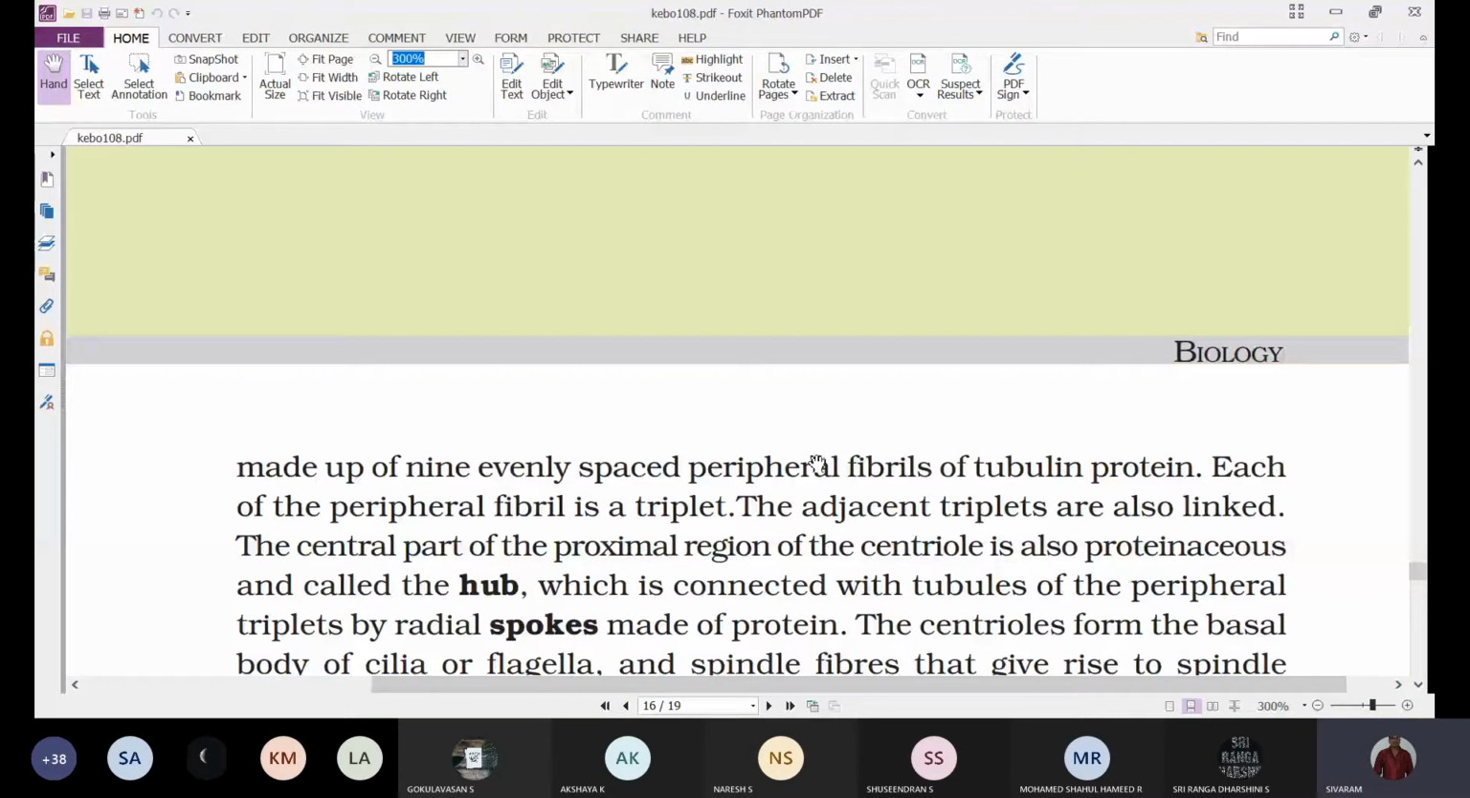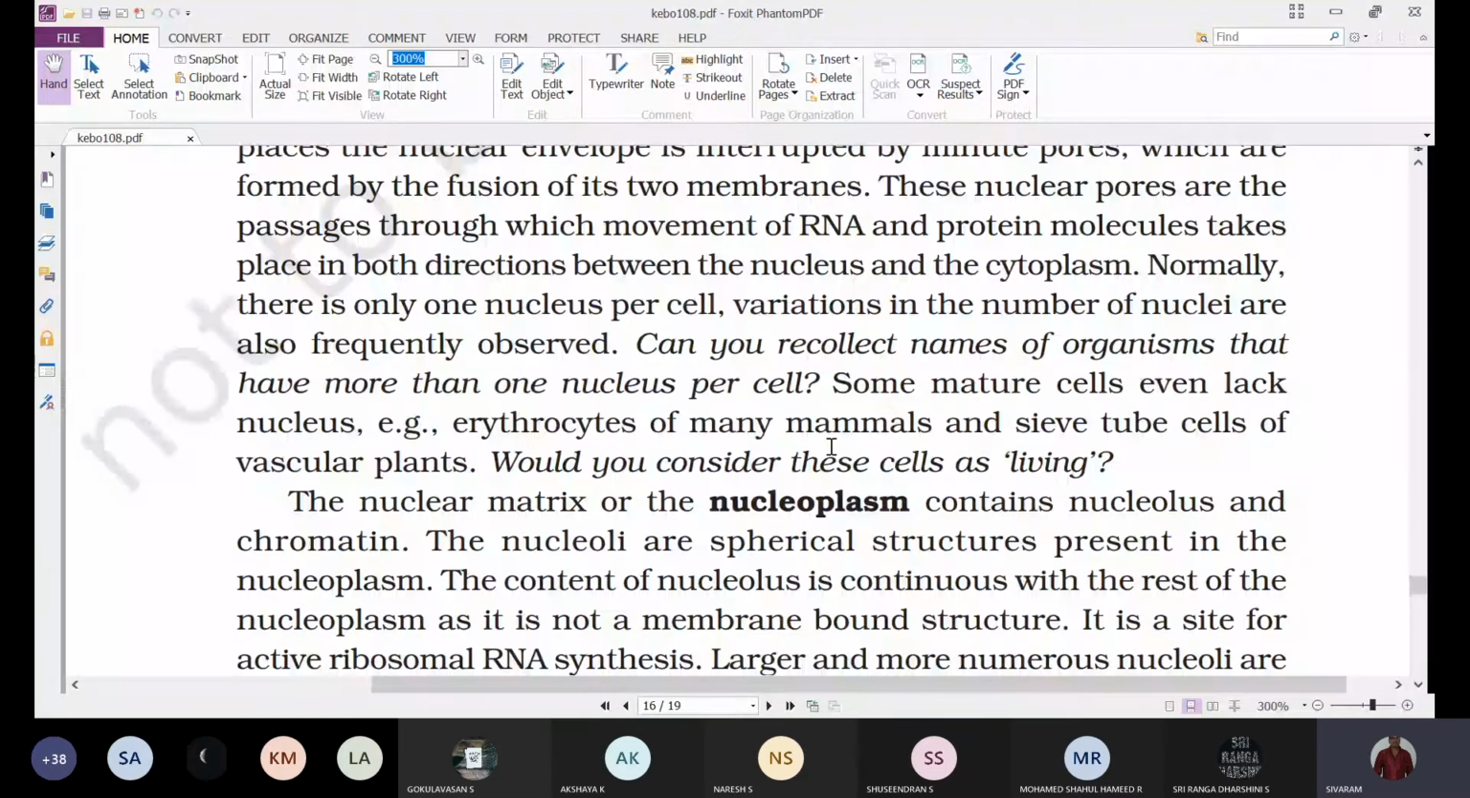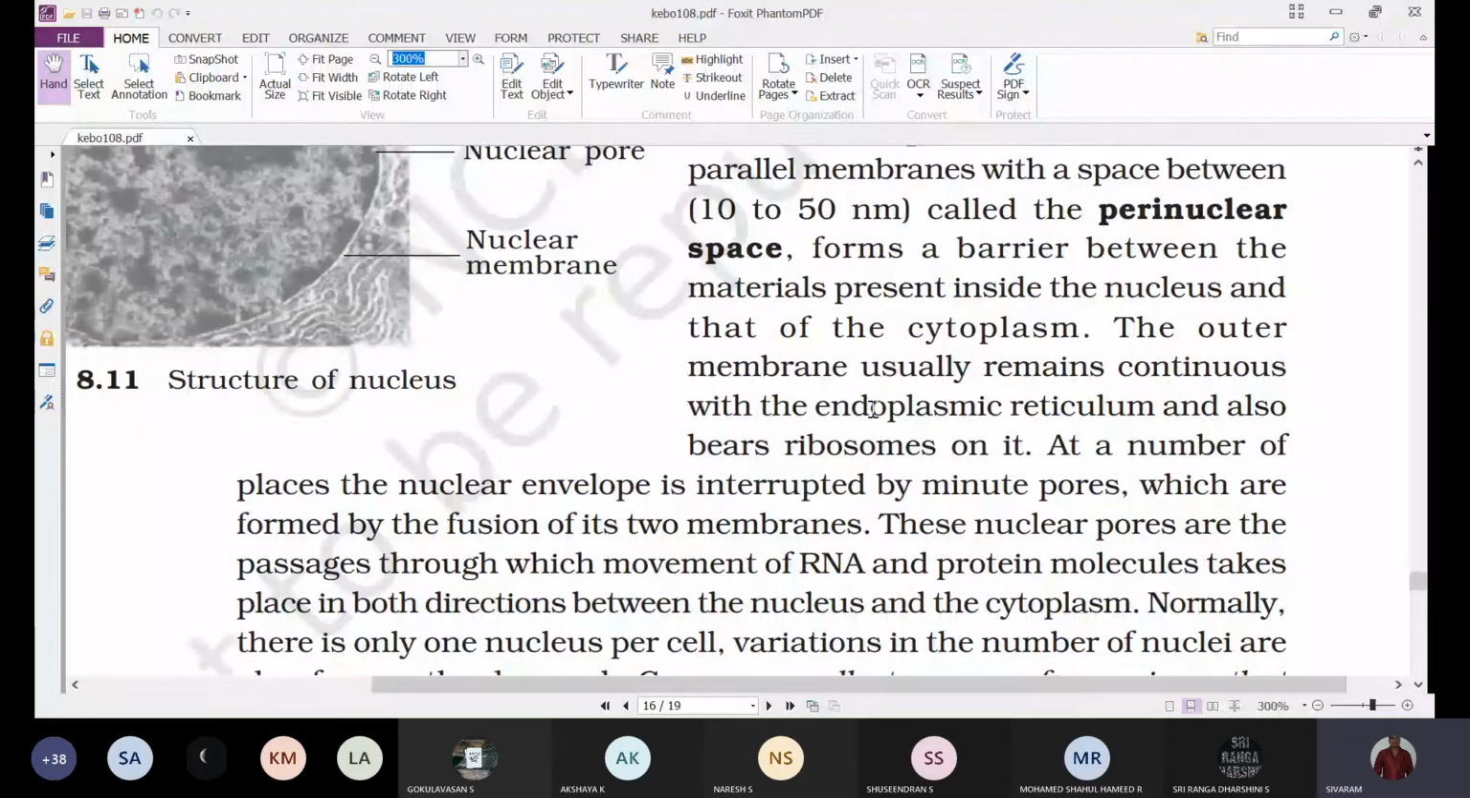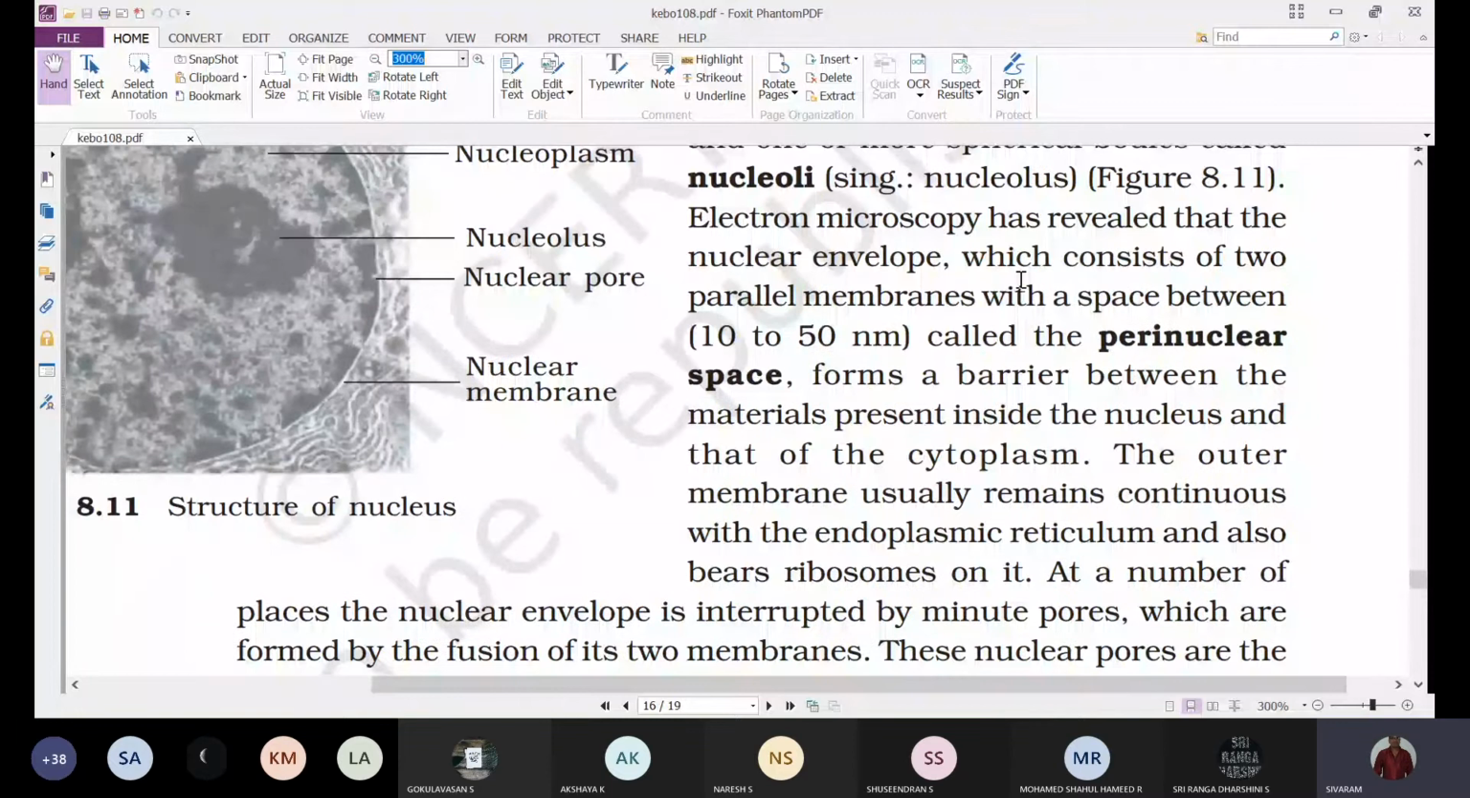So we can see here, electron microscopy has revealed that the nuclear envelope, which consists of two parallel membranes with a space of 10 to 50 nanometers, called the perinuclear space, forms a barrier between the materials present inside the nucleus and that of the cytoplasm. And the outer membrane usually remains continuous with the endoplasmic reticulum and also bears ribosomes on it.